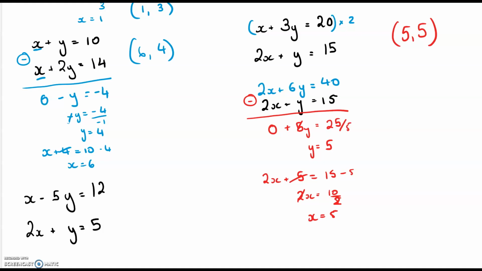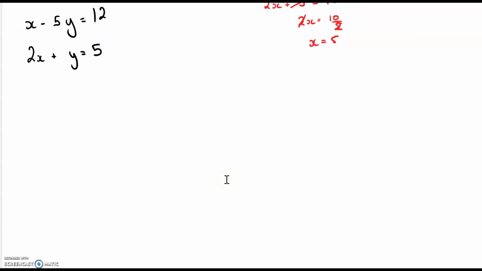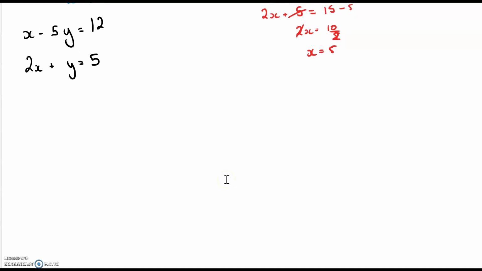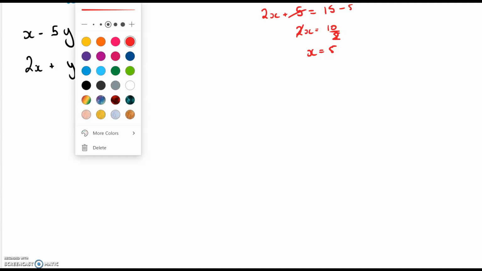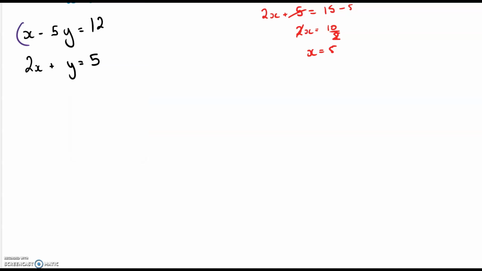Okay, last one. I'm just going to go down a little bit for this one. Okay, now we've got x minus 5y equals 12 and 2x plus y equals 5. Now, normally I would multiply this one by 2 to make the x's the same amount. But because we've done all of the x's so far, I'm going to do it the other way, and I'm going to make the y's the same value. So in this case, I'm going to times this equation. Oh, sorry, wrong one. Just rub that out. I'm going to multiply my bottom equation by 5, okay, so that my y's are equal.